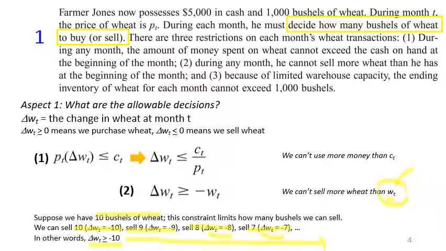Another note here is that in this example, it is assumed that you can't buy and sell the wheat during the month. So you can't buy something this month and then sell it again immediately in the same month. No, you can only sell what you have at the beginning of the month, which is WT.